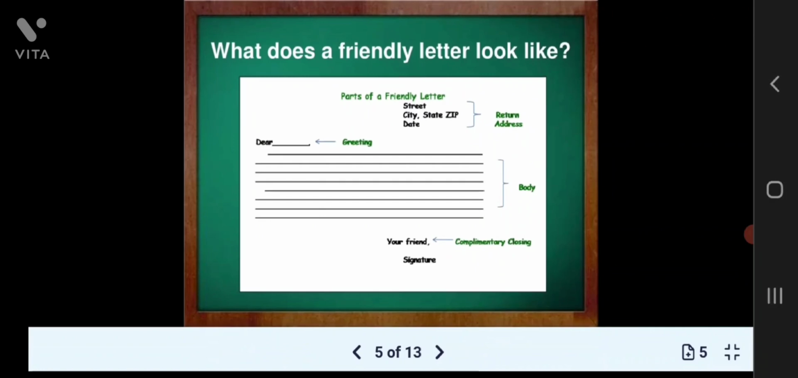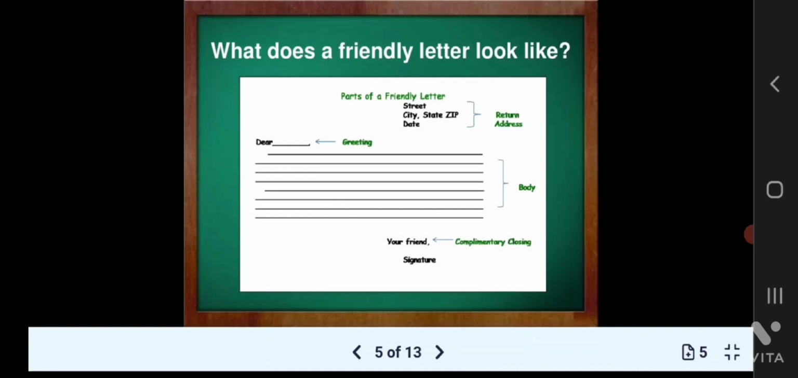And then the next part is the greeting. It should always start with the word dear. Dear mom, dear dad, dear best friend. Okay? So this is what we call the greeting. And next, as you can see, these empty lines right here, this is where you write your letter. Your message, your questions, or the things that you want your friend or your mom or your dad to know. This is what we call the body of the letter.